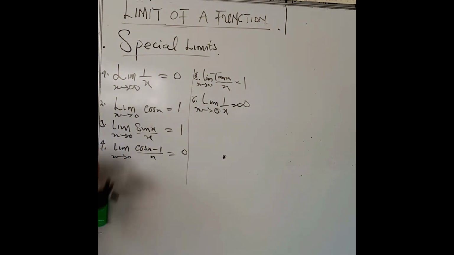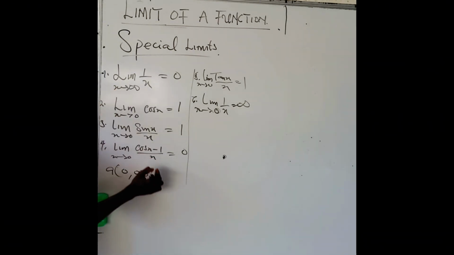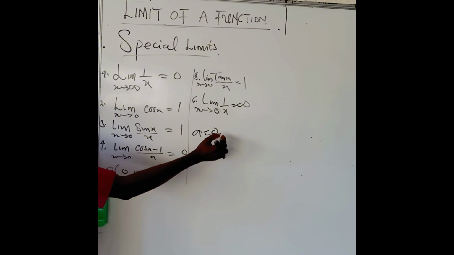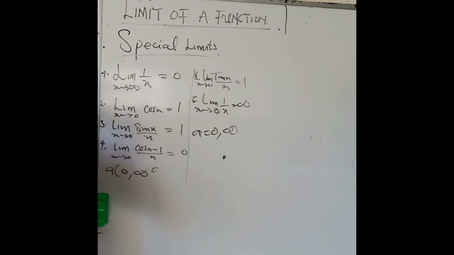If you look at these special limits, you are going to observe that our a is 0 or infinity. It means a is arbitrarily large or small. So whenever you see your a as 0 or infinity, it means the question you are being given is a special limit, and this is how you are going to solve it. So let's solve example 1.